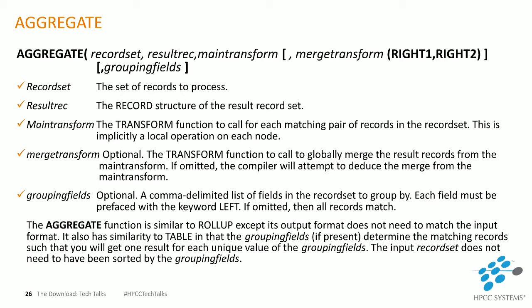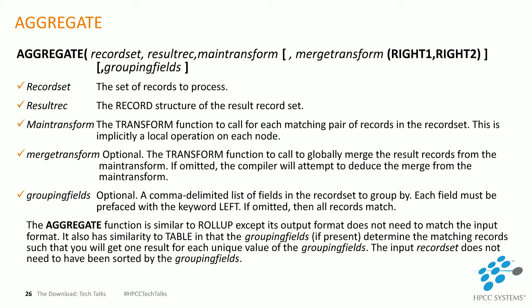The left record in the main transform of the aggregate parameter is the same format as the input record set, and the right record is the same format as your result set. And like I said, they can be the same, but they can also be different, which is a big difference from rollup. So in the main transform, left refers to your next input record, and right is the result of the previous transform. Okay, so keeping that in mind.